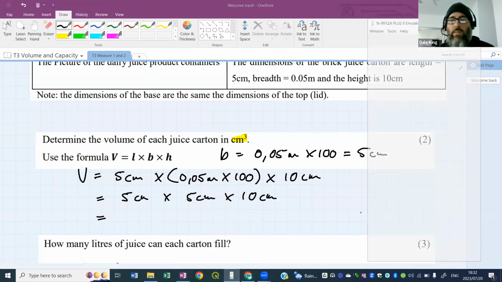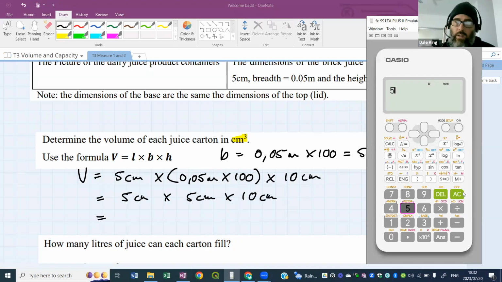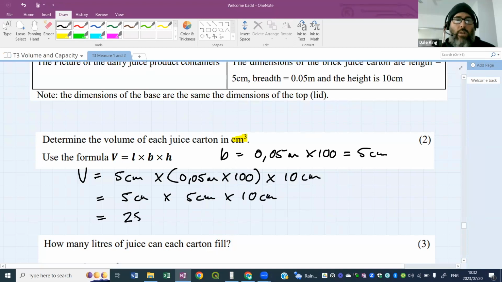Then you get your calculator because it must do the work for you, because that's why you bought this thing. And you say the answer is 250 centimeters cubed. Are we all getting that? If you're not getting that, if you have any questions, please shout. Hey, sir, hold on, what's happening there? Then please shout. Yes, you should all be getting 250 centimeters cubed.